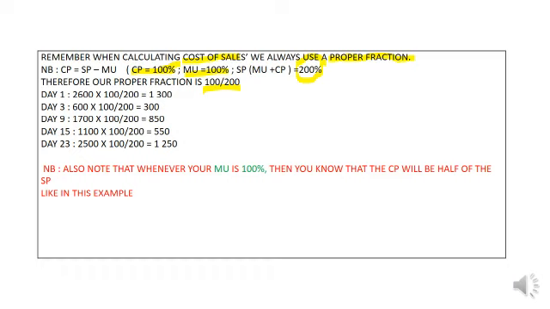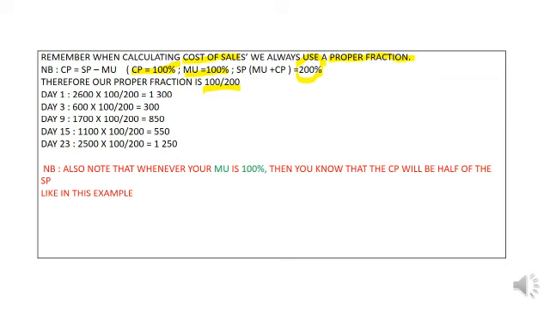I've just done the calculations here. Note that when you are writing, even in the exam, you have to first do the calculations, but I'm just doing it so that you see clearly how you quickly get your answer. Or you can follow the illustration given in your workbook right on top, next to where they say take note, where there are those juices. Also, always note that whenever your markup is 100%, then the CP will be half of the SP, like in our example.